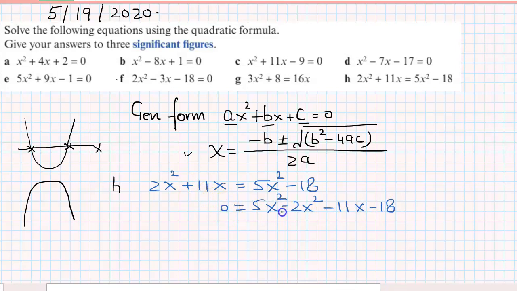This will remain 0. So 5x square minus 2x square is 3x square minus 11x minus 18 is equal to 0. So this is the standard form. First is x square, then x, then constant.